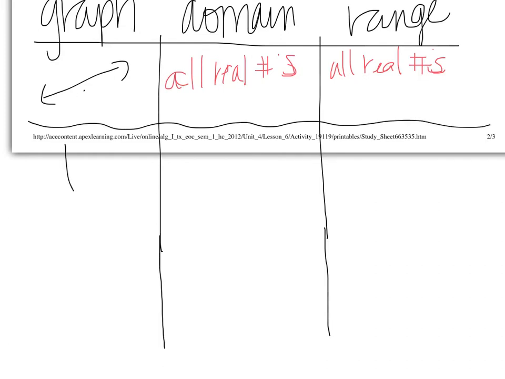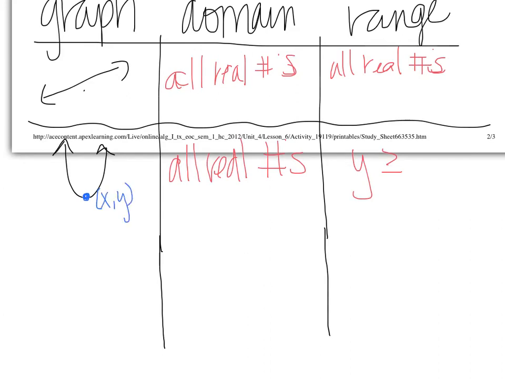If we have a parabola that opens up, our domain is all real numbers. Our range is going to be y's that are greater than or equal to... I'm going to go back over here and call this point (x, y), because that's what it is. It's some x value and some y value. Whatever this y value is here is what will go here.